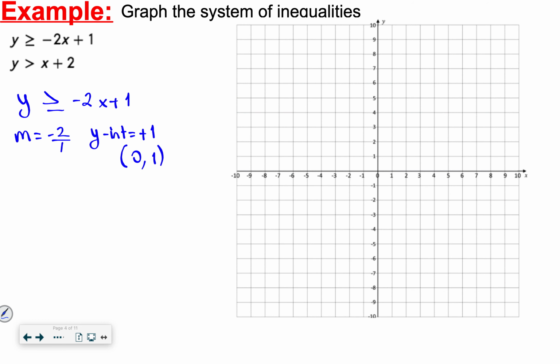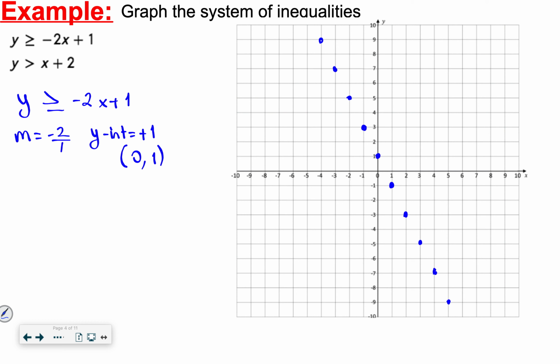You need to plot this on the coordinate plane here. By using the slope, we can find other points located on the line. Negative 2 over 1 means 2 units up, 1 unit left. 2 units up, 1 unit left. Or 2 units down, 1 unit right. 2 units down, 1 unit right.